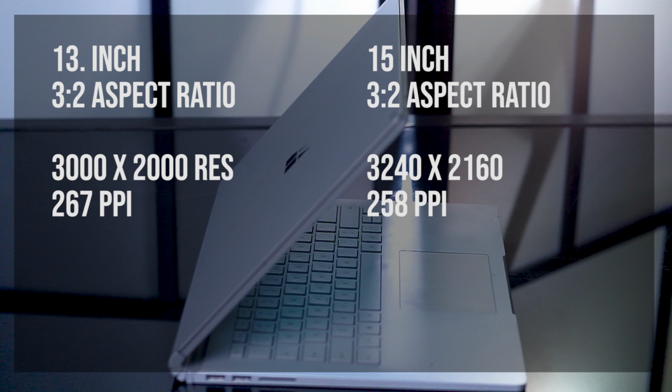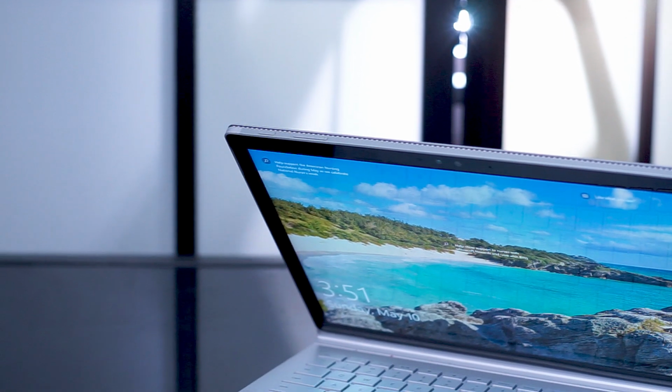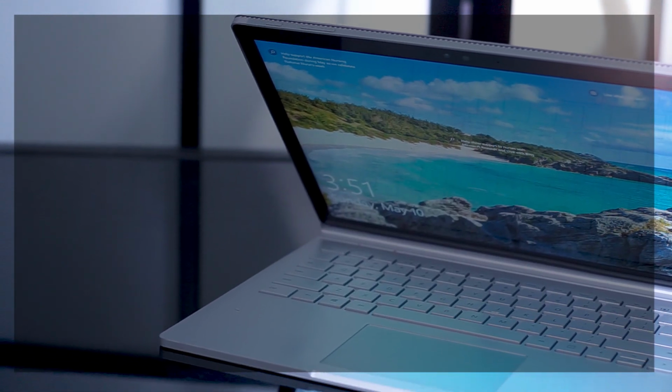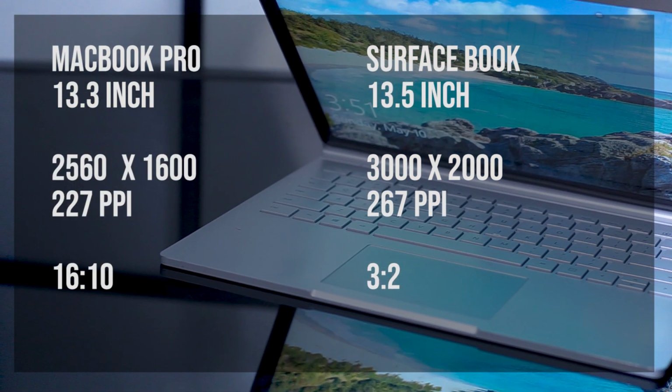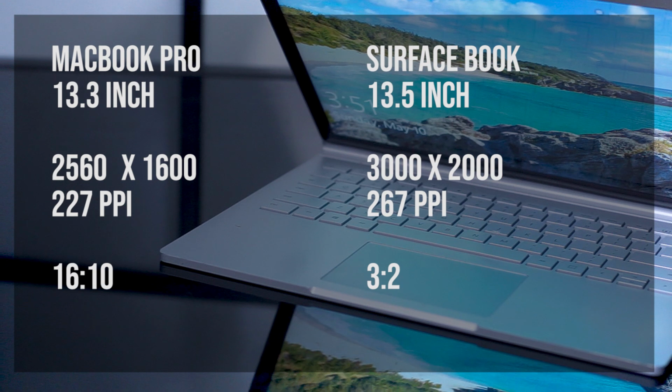So just to get a sense of how special this display is, let's compare it with one of its well-known competitors, the MacBook Pro. The 13.3-inch Retina display on the latest MacBook Pro packs a 2560 by 1600 resolution, which stands at 227 pixels per inch. It has a 16:10 aspect ratio as opposed to 3:2, which you get on the Surface Book 3. So in comparison, you have a 3000 by 2000 resolution on the 13.5 inch Surface Book 3 panel with 267 pixels per inch. So for two machines that are comparable in price and size, you're getting a higher pixel density for roughly the same amount of screen real estate.